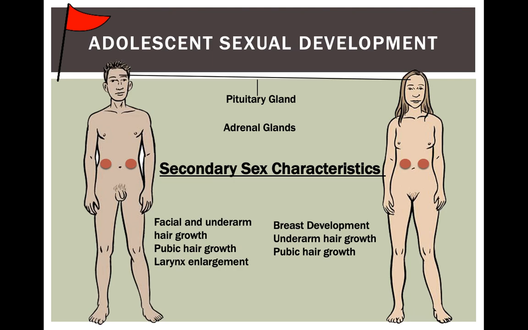In contrast, we also see secondary sex characteristics start to develop. While primary sex characteristics are important for reproduction, secondary are much more of a byproduct of the release of all these sex hormones. So for males, we start to see facial and underarm hair growth, pubic hair growth, and the larynx starts to enlarge, which deepens the voice. And for females, we start to see breast development, underarm hair growth, and pubic hair growth as well. Now, secondary sex characteristics are not as important for reproduction as primary are, and that's one of the main differences right there.